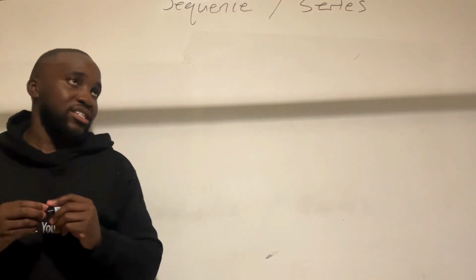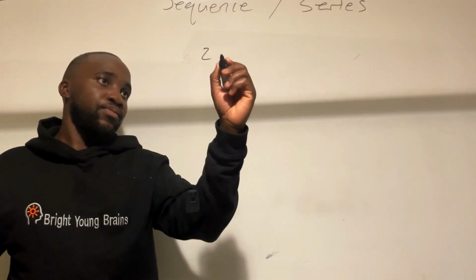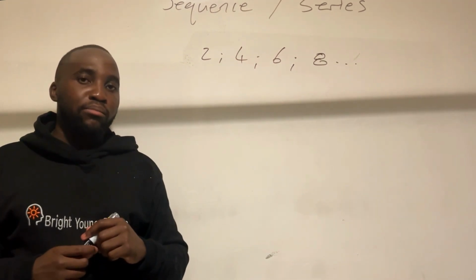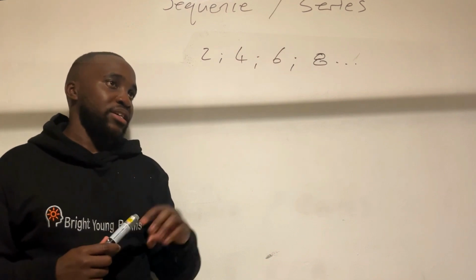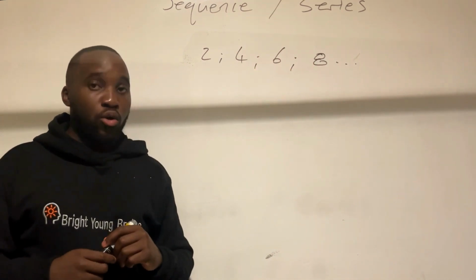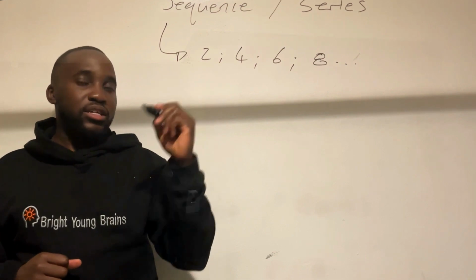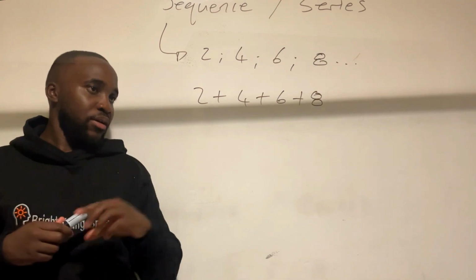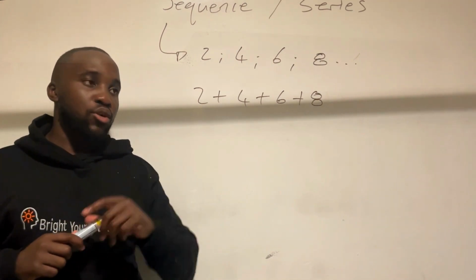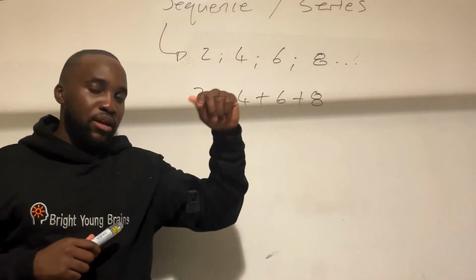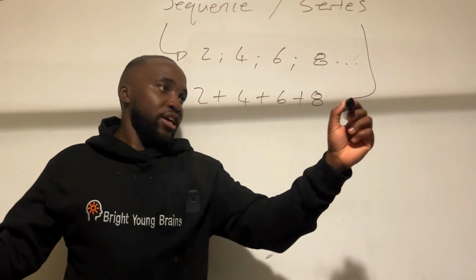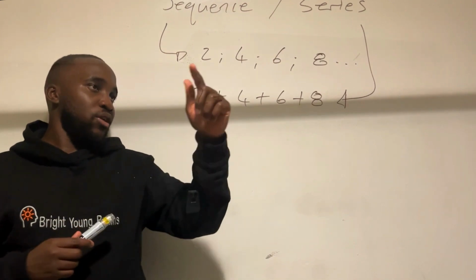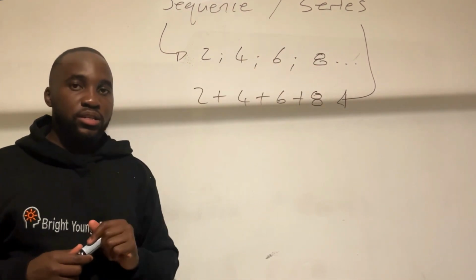With sequences and series, the big idea is that with a sequence, you will maybe see something like this. Your numbers or your pattern will be spaced out with a semicolon. They will refer to this as a sequence. However, if you had something like this with plus signs in between the numbers, or even alternating plus minus plus minus plus minus, you refer to that as a series. You see, that's the only difference. This they'll call a sequence, this they'll call a series.